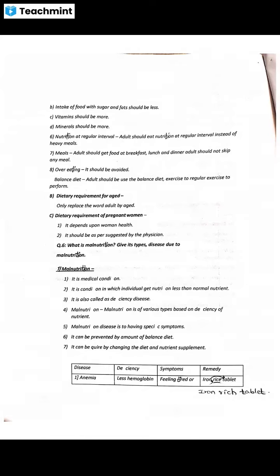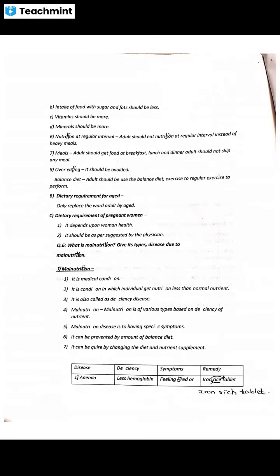So it can be prevented by amount of balanced diet. Then it can be cured by changing the diet and nutrient supplement. ओके जब चेंज होता है हमारी डाइट में चेंजेस आने की वजह से क्या होता है वहाँ पे प्रॉब्लम आ सकती है. So it can be cured by changing the diet and the nutrient supplements, and it can be prevented by amount of balanced diet. So malnutrition is prevented by intake of balanced diet.